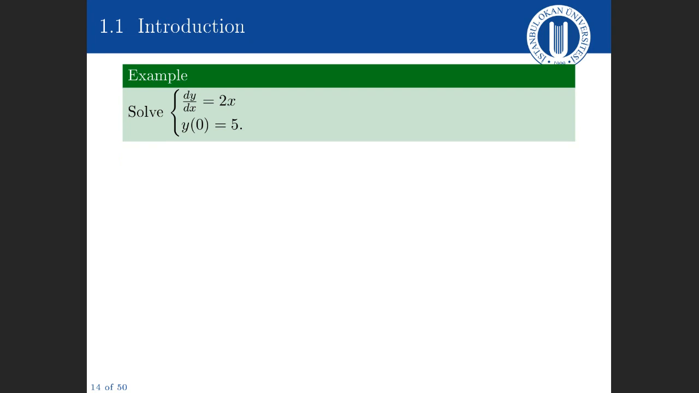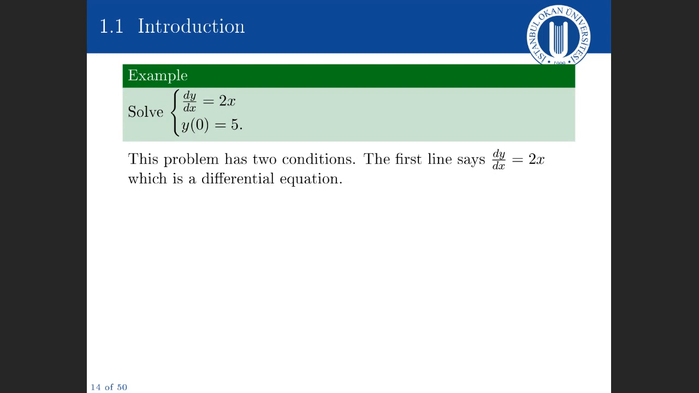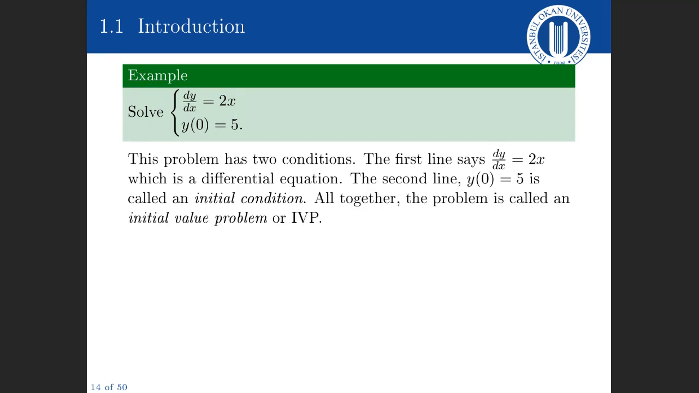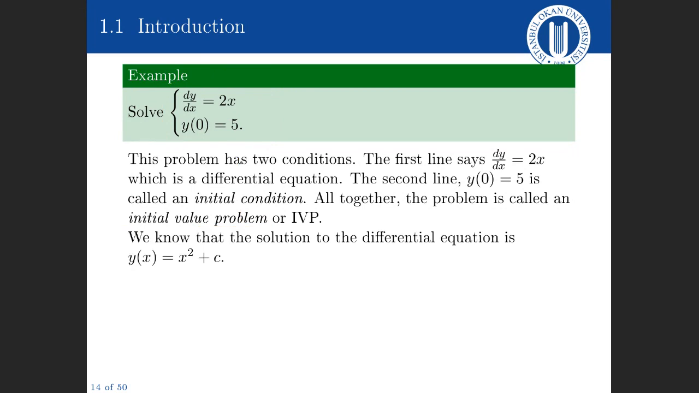Or I might give you a problem like this. Solve dy/dx is equal to 2x with another condition, the condition that y of 0 is equal to 5. In this problem, we've got two lines, two conditions to satisfy. The first line, dy/dx equals 2x, is a differential equation. The second line, y of 0 equal to 5, is called an initial condition. And the whole problem altogether is called an initial value problem. An initial value problem I'm going to be abbreviating in this course as IVP. Anytime you see IVP, it means a problem containing a differential equation and at least one initial condition.